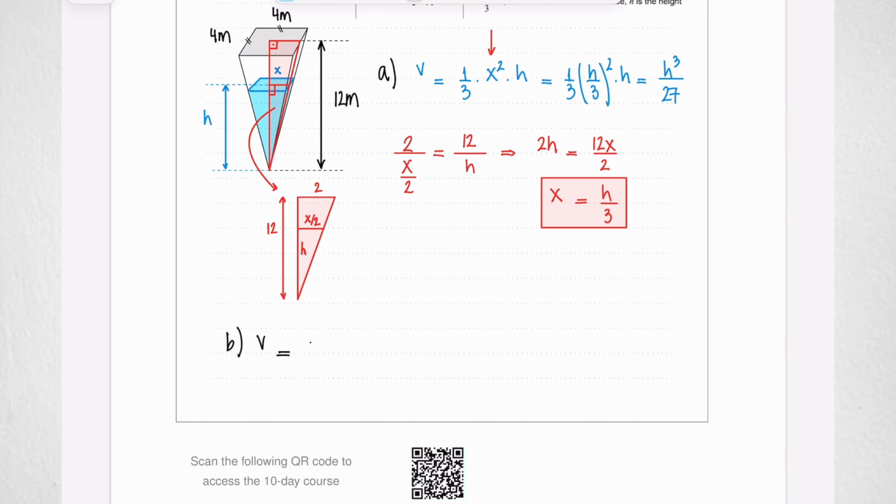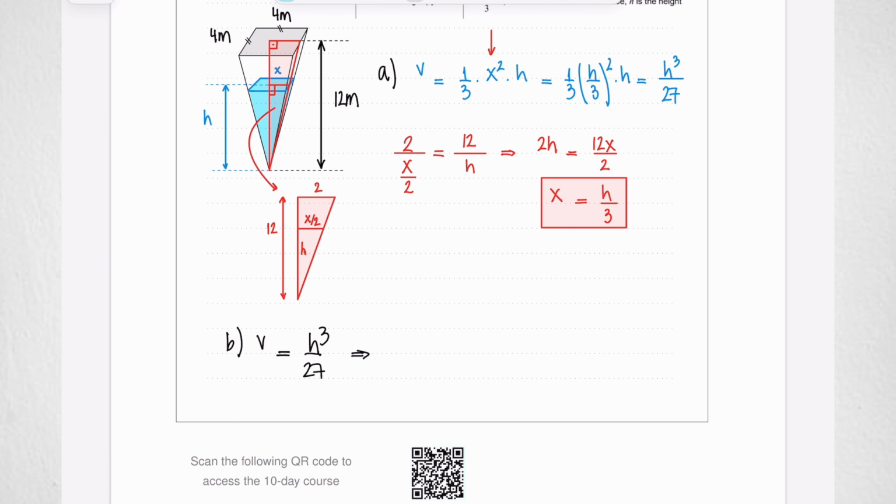Now, given that V is h cubed over 27, we know that differentiating everything with respect to time will give us the rates that we're looking for. So the derivative of V with respect to time, dV/dt, equals 1 over 27, which is just a constant that's multiplying h cubed, times the derivative of h to the third power, which is 3h squared. Don't forget about the dh/dt that shows up over here.